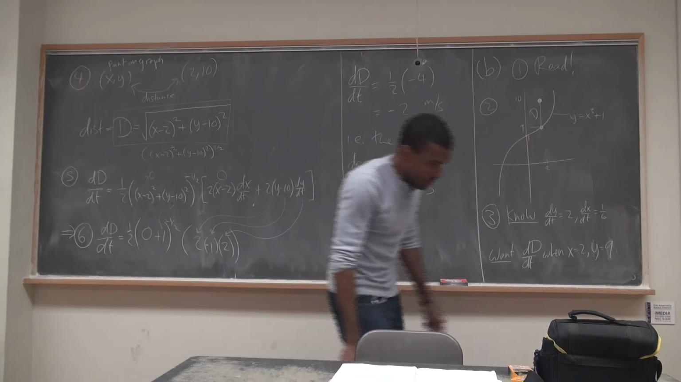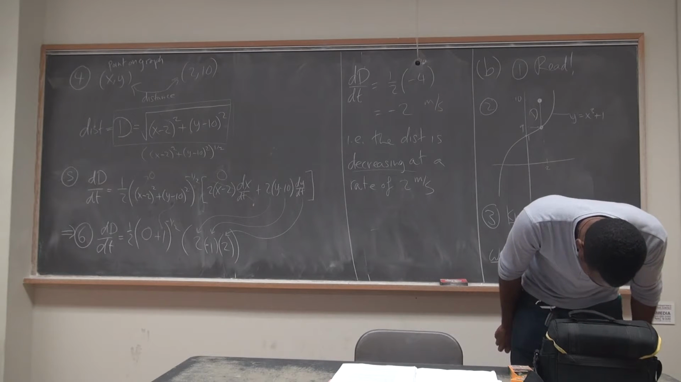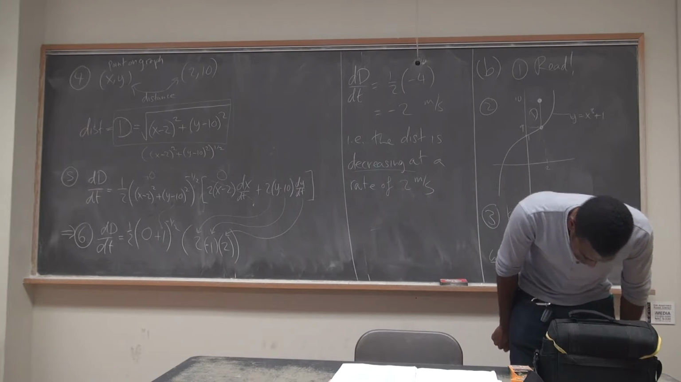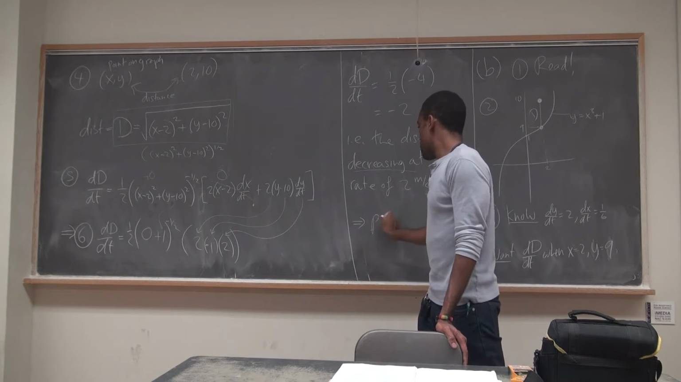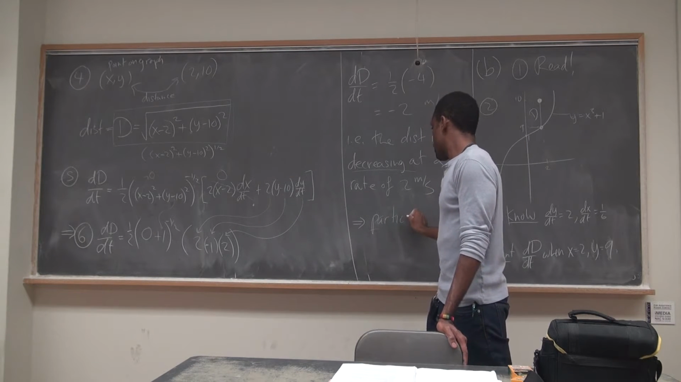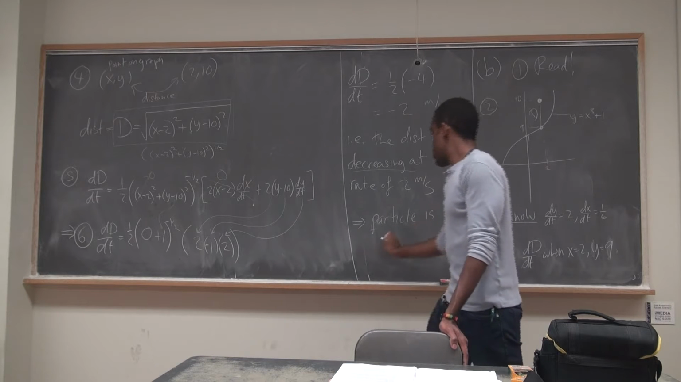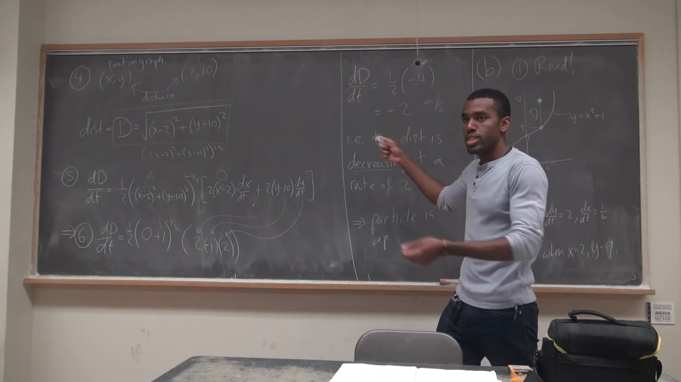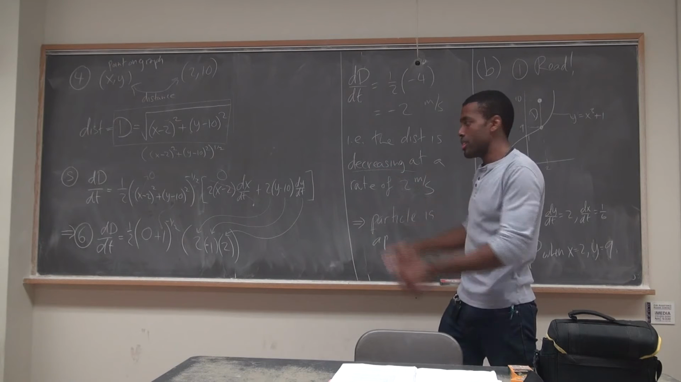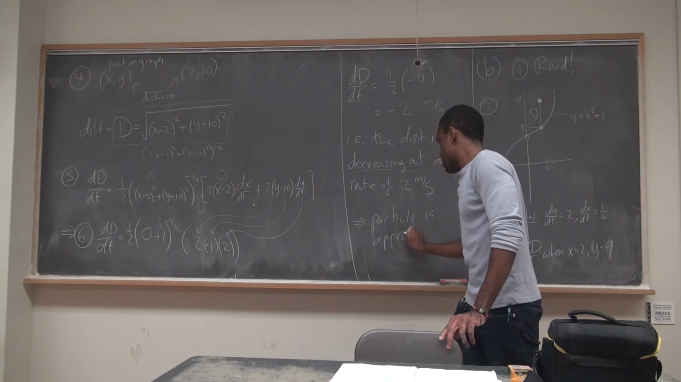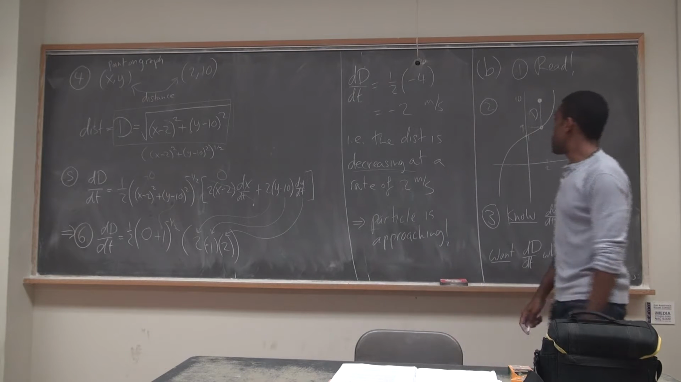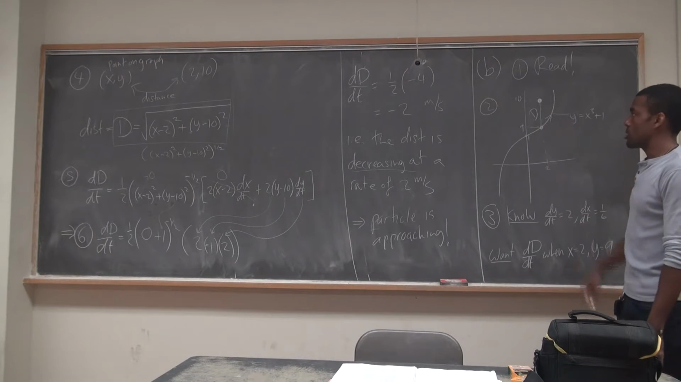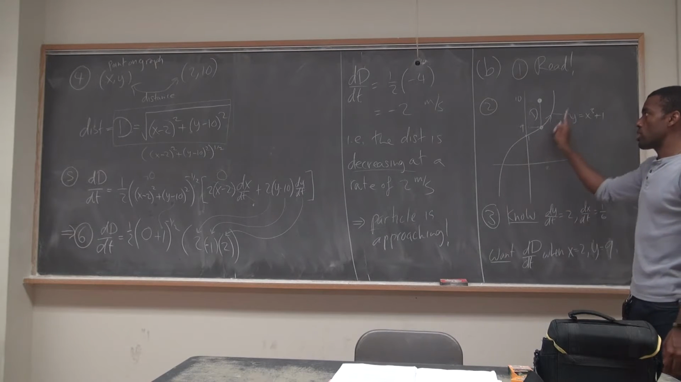So, which leads us to the follow-up question. Is the particle approaching 2, 10 or getting farther from it? This means the particle is approaching, right? Because the distance is actually decreasing between the two. So if you're closing the distance, you're actually approaching. It means the particle is actually moving towards it. So we're actually going on the curve that way.